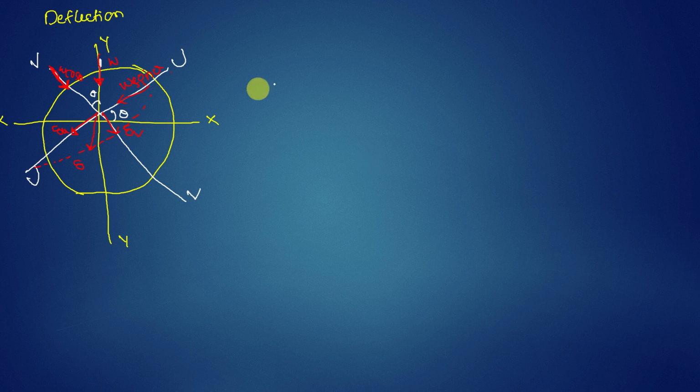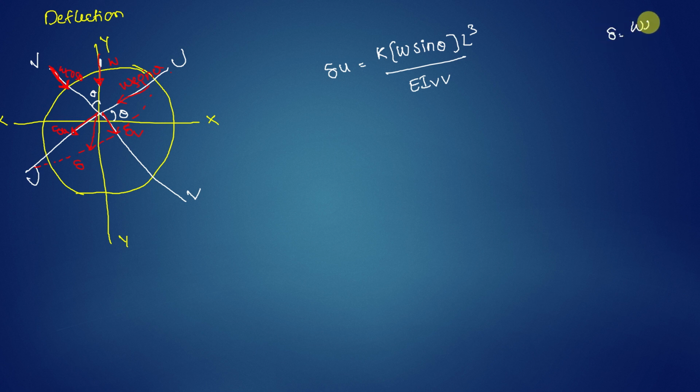Let us see. If you remember, delta U is equal to K into W sin theta into L cube by E I VV. Let me explain what the parameters are here. So K. If I ask you what is the deflection for a simply supported beam carrying a point load at the center, what will you say? Delta is equal to WL cube by 48 EI. So apart from W, L, E and I, you have a constant, that is 1 by 48. That is nothing but K.